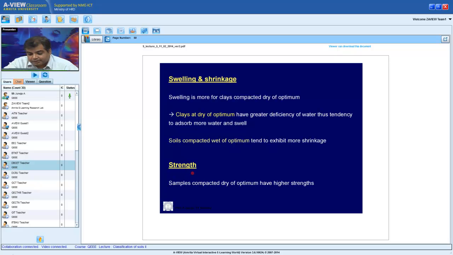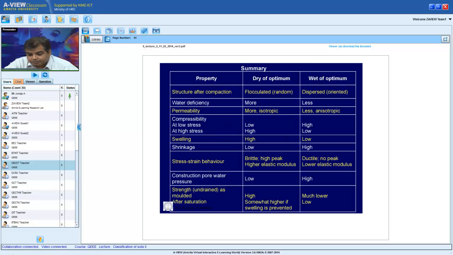The strength, this is again an important thing. If you are designing a compacted soil, say an embankment based on strength, then soils which are compacted dry of optimum, meaning slightly less than optimum, you will have higher strength. Over here the next figure, in fact it's a table, it summarizes all the properties. So the first column is the kind of property you are looking at, and the second and third column would be whether the soil is dry of optimum or wet of optimum.